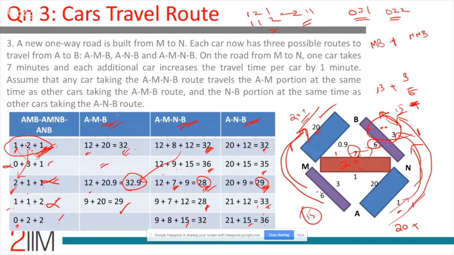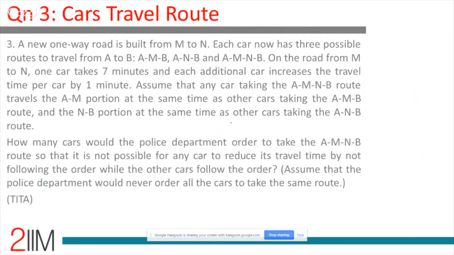1, 2, 1. One guy taking the A and B route, 2 guys taking the A, M, and B route. Let's go to the question. How many cars would the police department order to take the A, M, and B route? This is 2. Done.